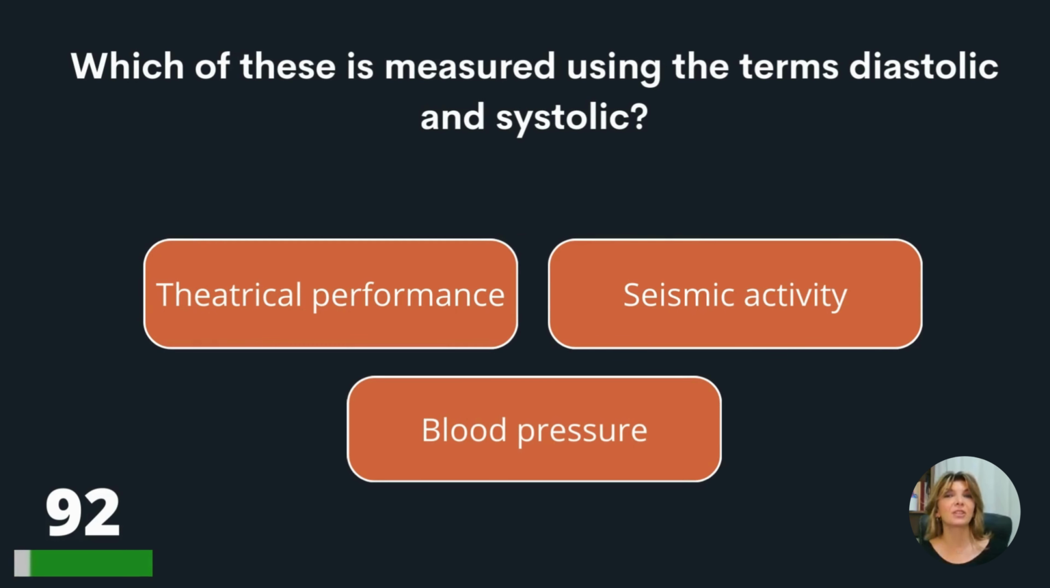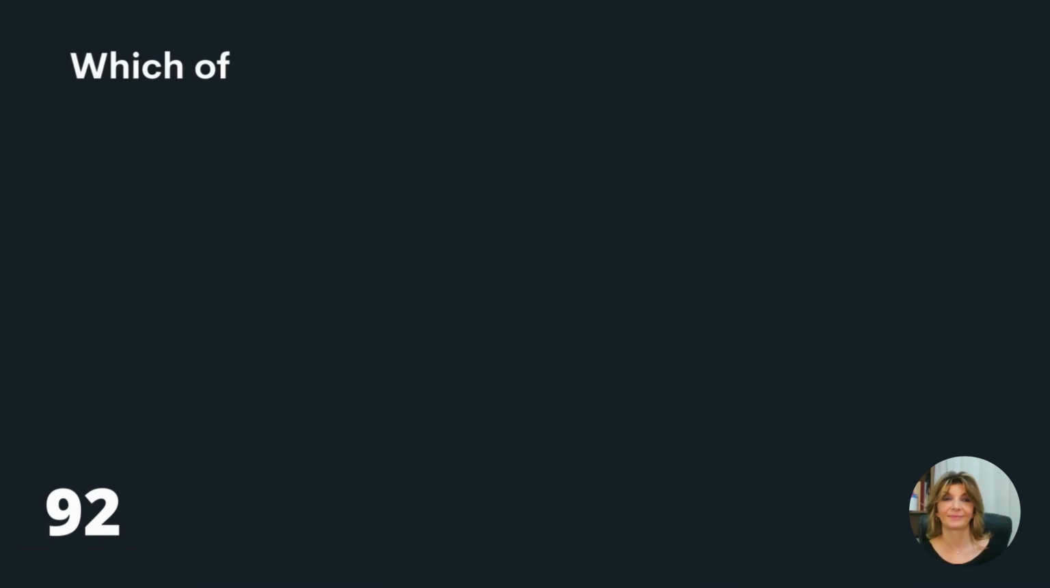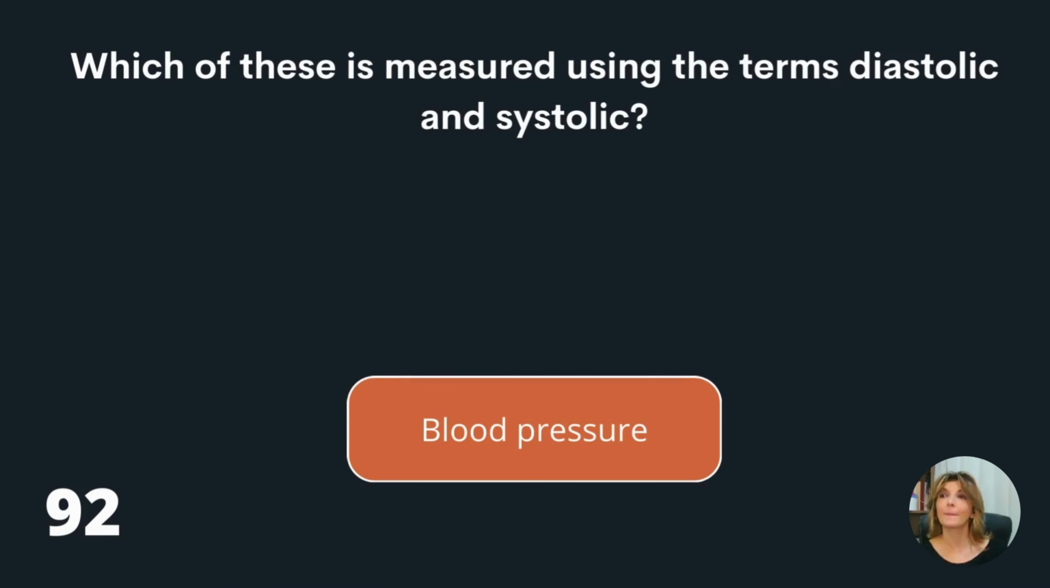Which of these is measured using the terms diastolic and systolic? Theatrical performance, seismic activity, or blood pressure? Blood pressure.